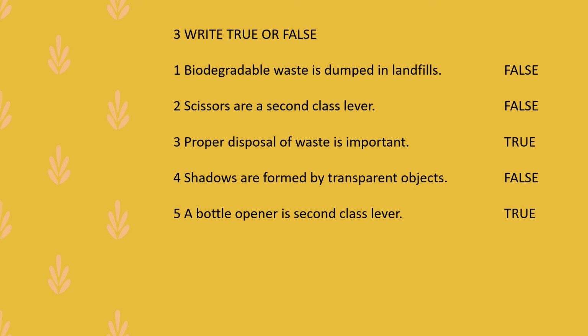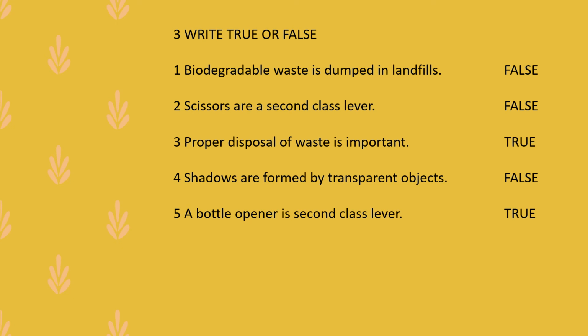Fourth sentence: Shadows are formed by transparent objects. Children, this sentence is false, as shadows are formed by opaque objects. Very clear and dark shadows are formed by opaque objects. Therefore the sentence 'shadows are formed by transparent objects' is wrong or false.